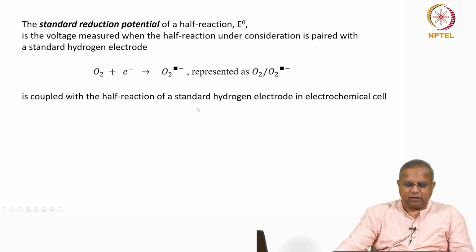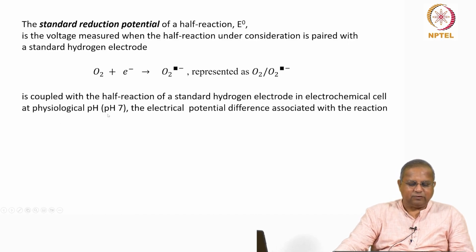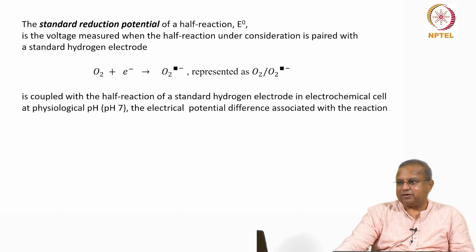So, if this is coupled with the half reaction of a standard hydrogen electrode in an electrochemical cell at physiological pH, which is pH 7, the electrical potential difference associated with the reaction would be different. Why? Because the standard potential is at a concentration of 1 molar hydrogen ions. So, if you have 1 molar concentration of hydrogen ions, what is the pH?